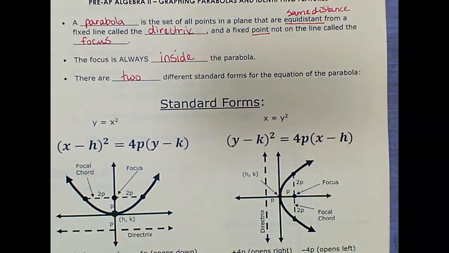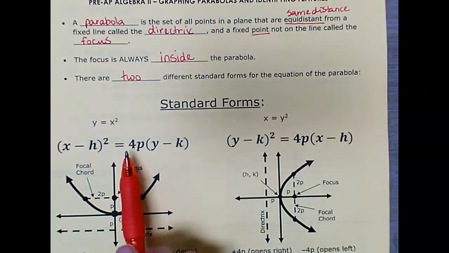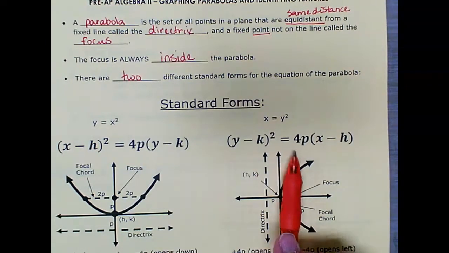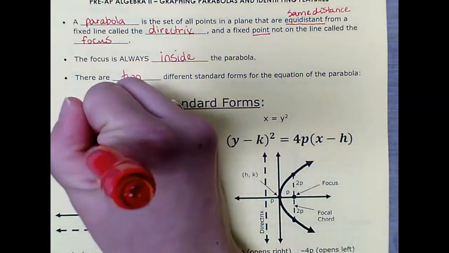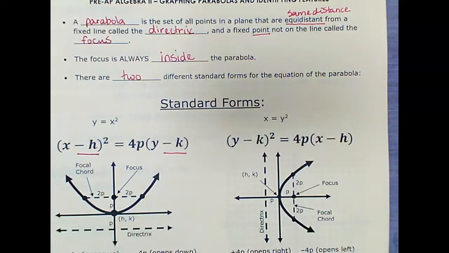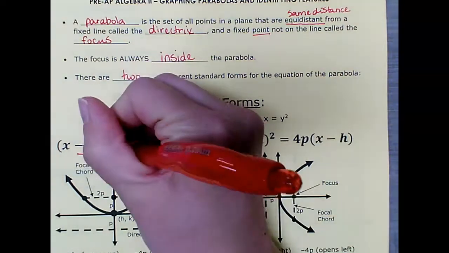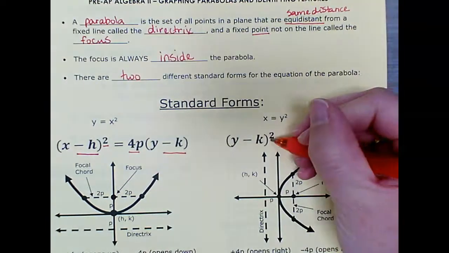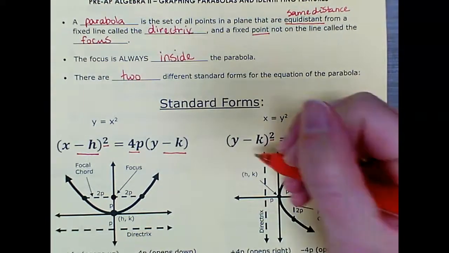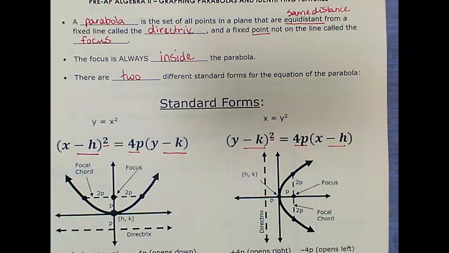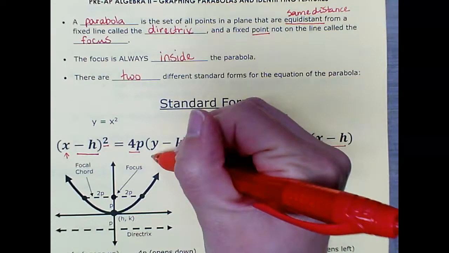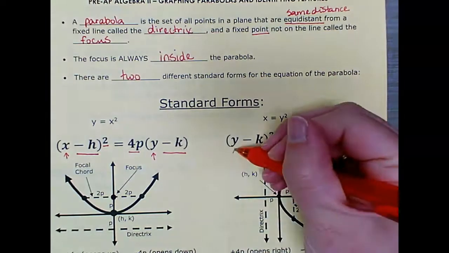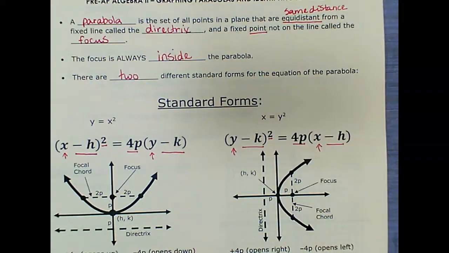There are two different standard forms for the equation of the parabola, as I had mentioned here before, here and here. Now look closely at those standard forms. You'll see that a lot of things are the same. The minus h, the minus k, the squared, the 4p. But the things that are different are the x being squared and the y not, or the y being squared and the x not.